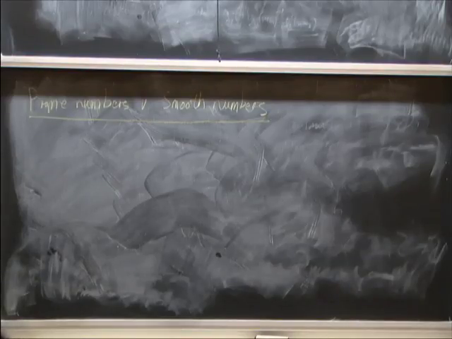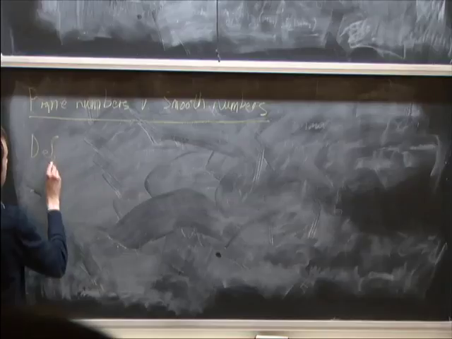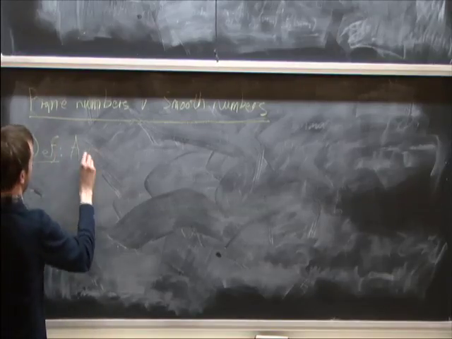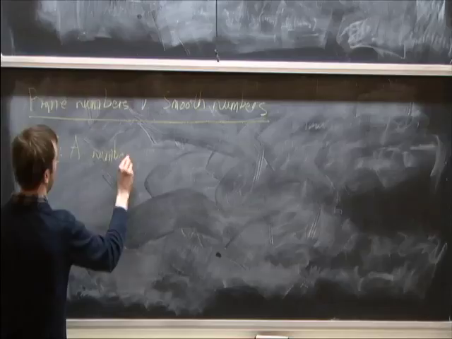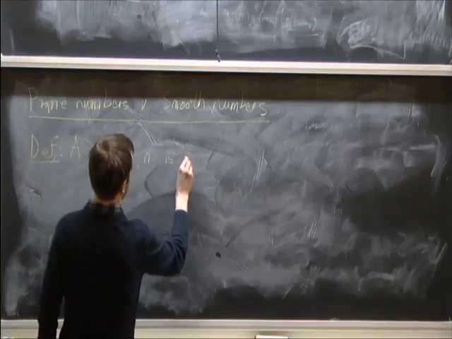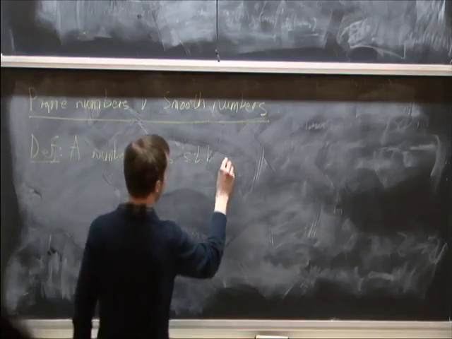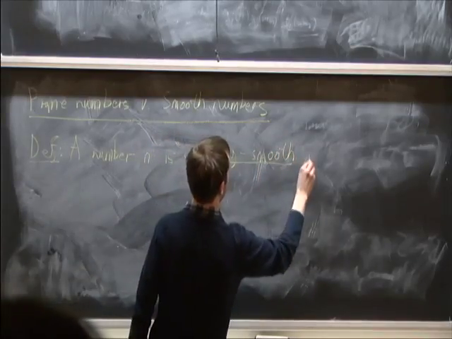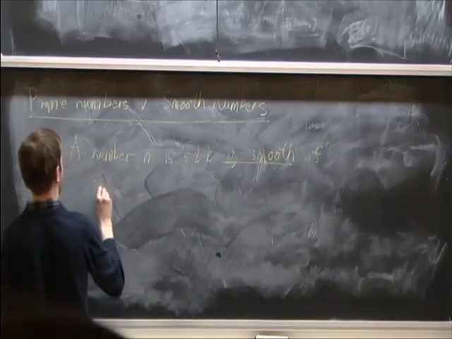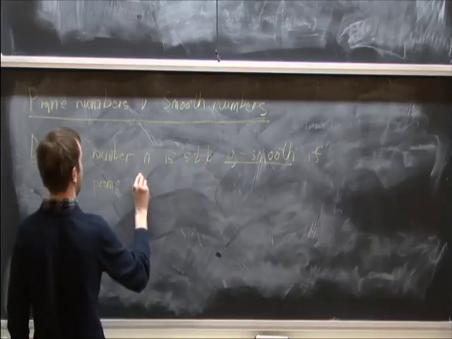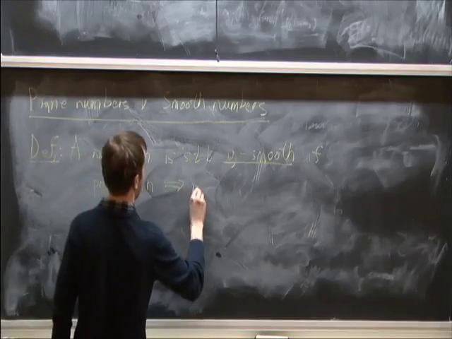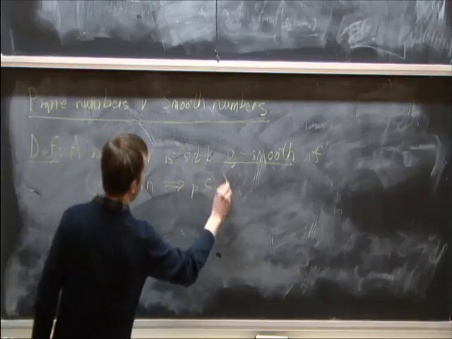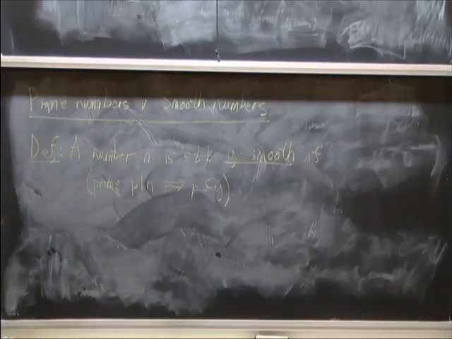So I'll start by telling you what a smooth number is. Definition: a number n is said to be y-smooth if whenever a prime p divides n, p is less than y. So informally, a smooth number is one that only has small prime divisors.